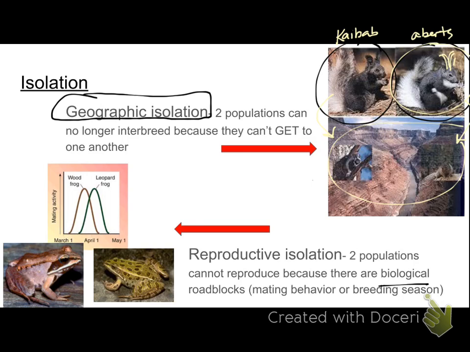That's a biological roadblock. Mating with this individual means you will die. That's a biological roadblock.